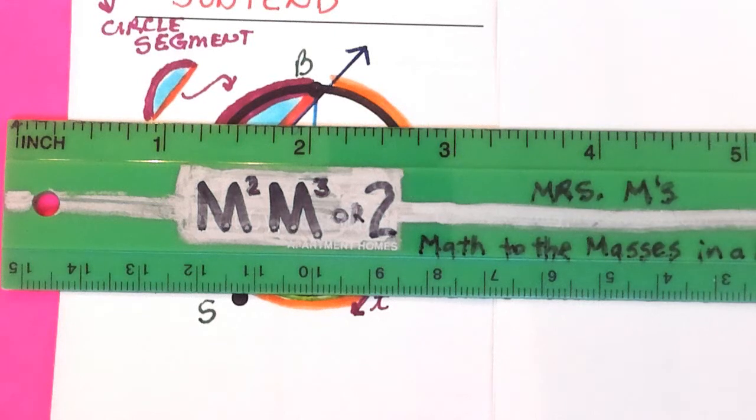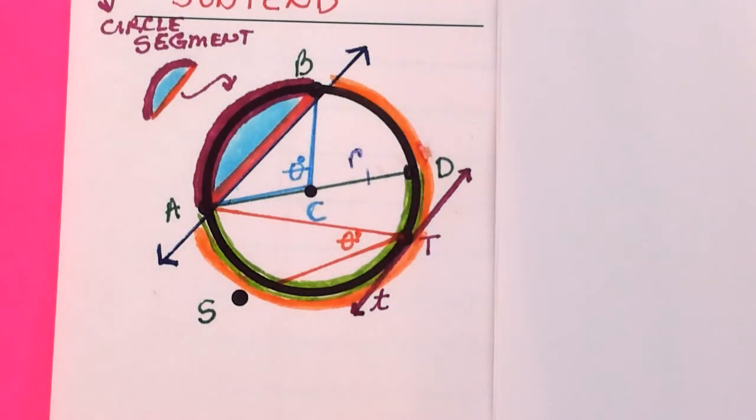So in this episode of M Squared, M Cubed, or M to the Third, Mrs. M's Math to the Masses, we're going to go over circle terminology. You need to have open the notes page for today, and we're going to go through each of those terms, and you'll need to understand these as we move through the unit's math.